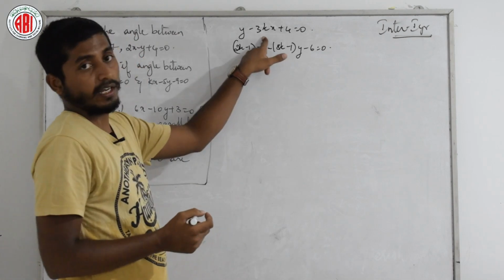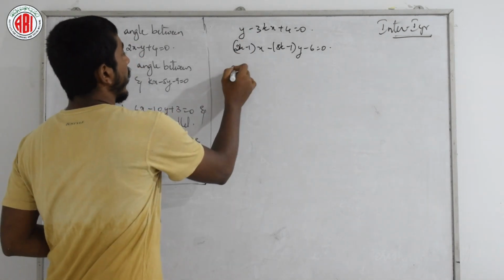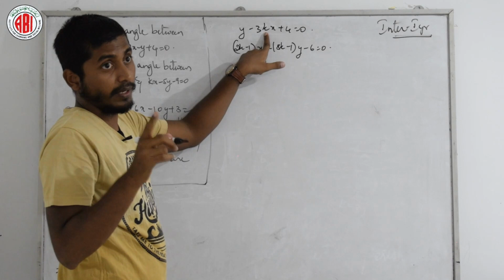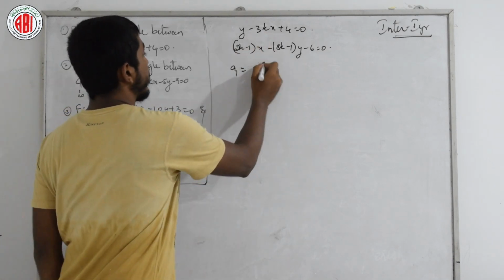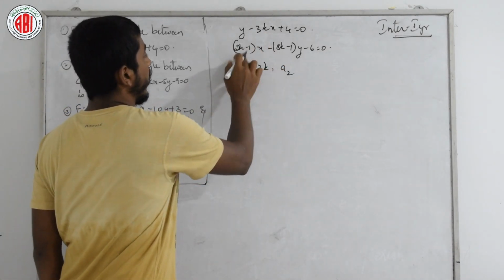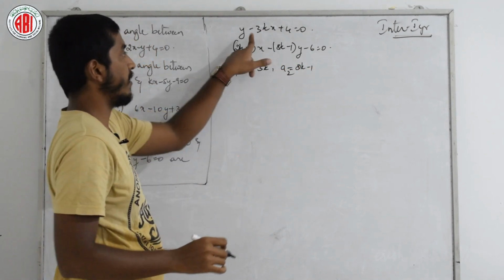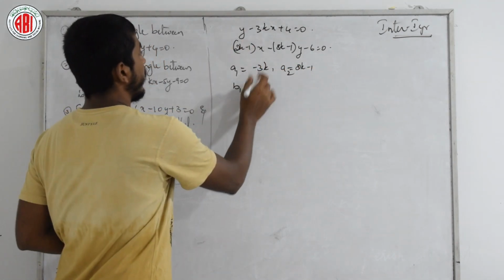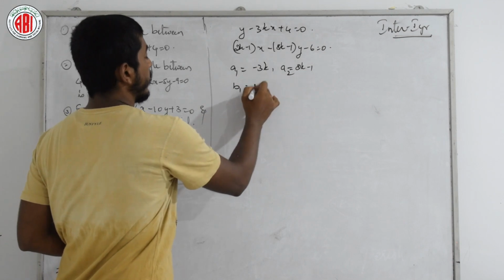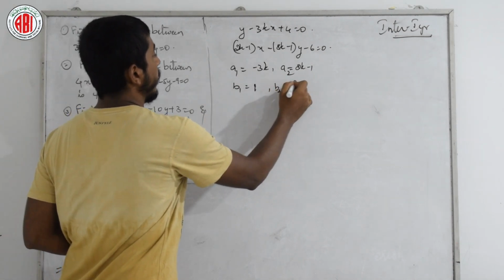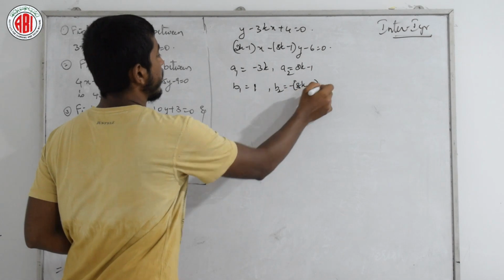Now what are a1 and a2 here? Here a1 is the x coefficient, remember. Here it is minus 3k. Here a2 is 2k minus 1. What is b1 here? y. b2 here is minus of 8k minus 1.